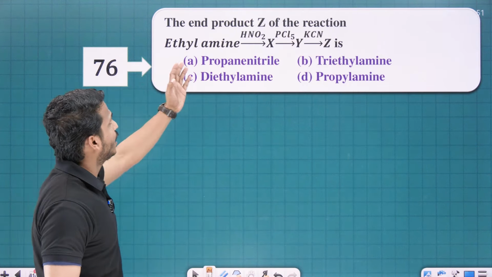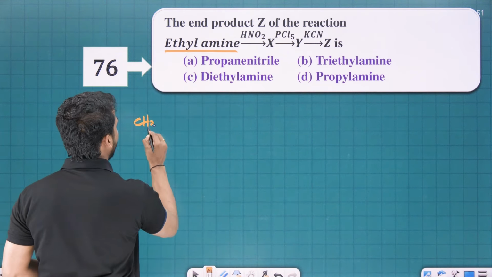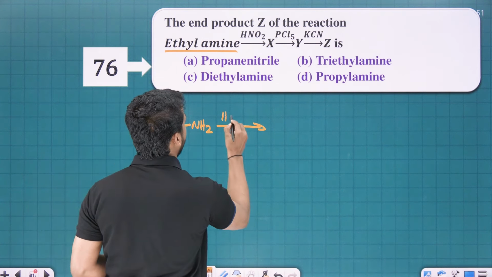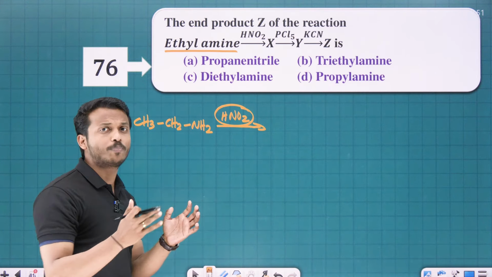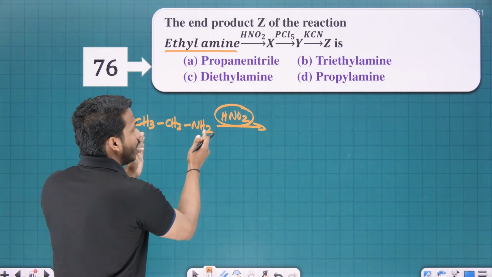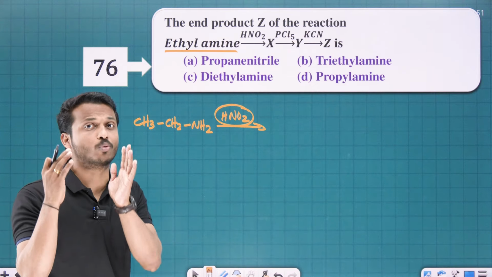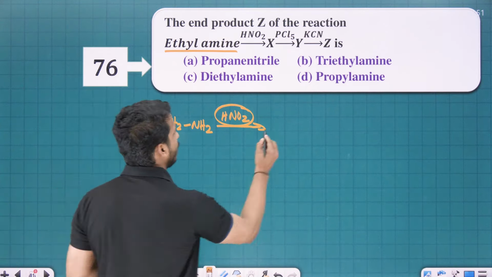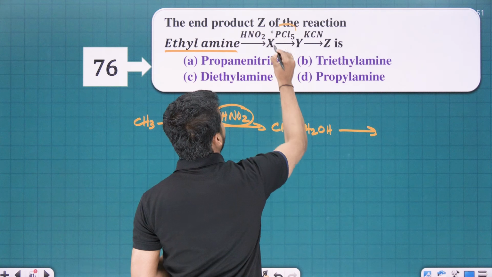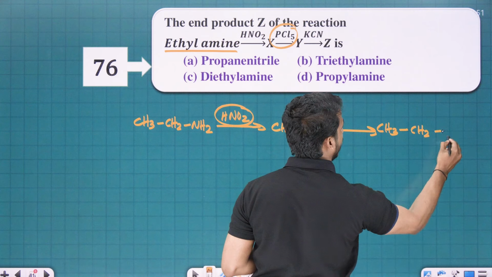So what is the end product Z in the following reaction? Starting with ethyl amine. What is ethyl amine? CH3CH2NH2. Ethyl amine when reacted with HNO2. I think we stop the last question from this one. When an aliphatic amine reacts with nitrous acid, it forms salt, but it's unstable. It immediately reacts with the water, forms alcohol. So ethyl amine gives you what? Ethanol, CH3CH2OH. Ethanol when reacted with PCl5, you know, OH is converted to Cl, CH3CH2Cl.